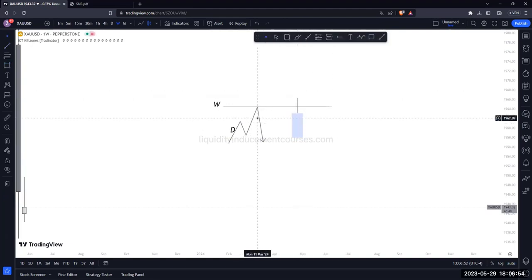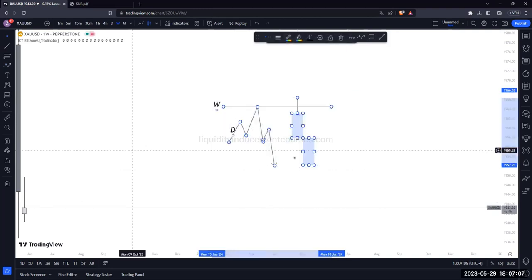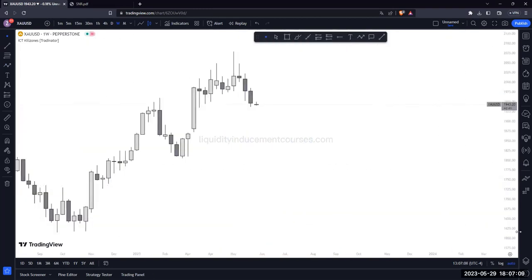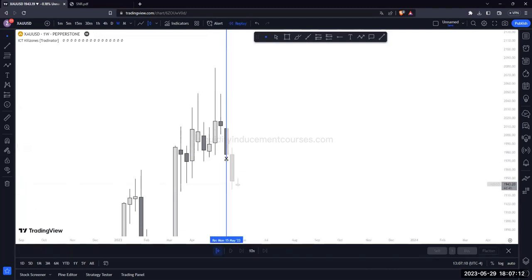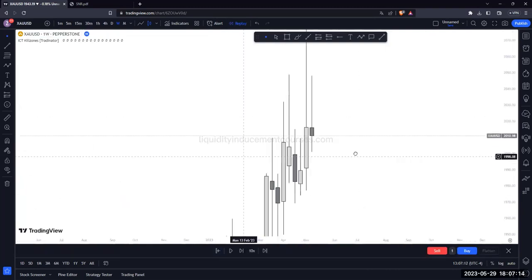Because the breakout is going to be inside this candle or in the candle after it. This is a weekly, like this is 2 weeks, and this is the price action of the daily. You need the rejection and the breakout. Let me show you an example right here.